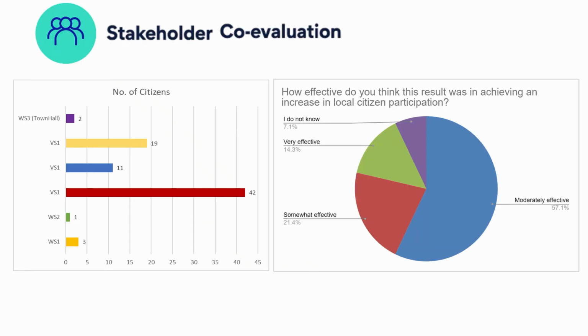And finally, in Gżira, Malta, during a stakeholder workshop, participants were asked to rate how effective citizen participation was in the design, implementation, and evaluation of project interventions as a form of co-evaluation. The results show that the majority, over half of the participants, rated participation as moderately effective, while another 21% saw it as somewhat effective. By combining these methods, we get a much more valid and complete picture of our results.